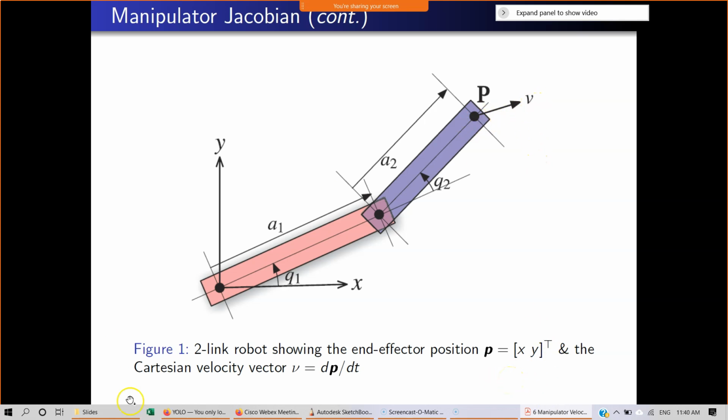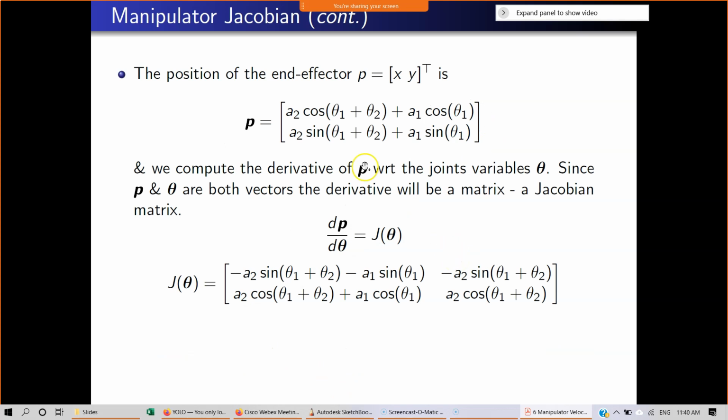So nu is the velocity, dp dt, the time derivative of the point p. So you get only translational velocity. dp dt is translational velocity. The position of the end effector is given by this. You can easily derive this, right?